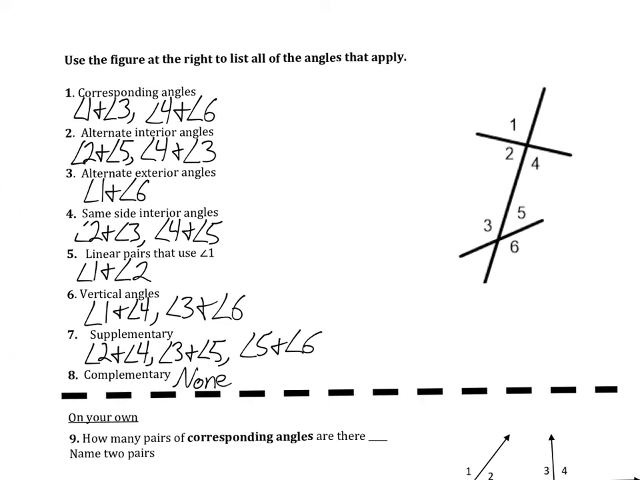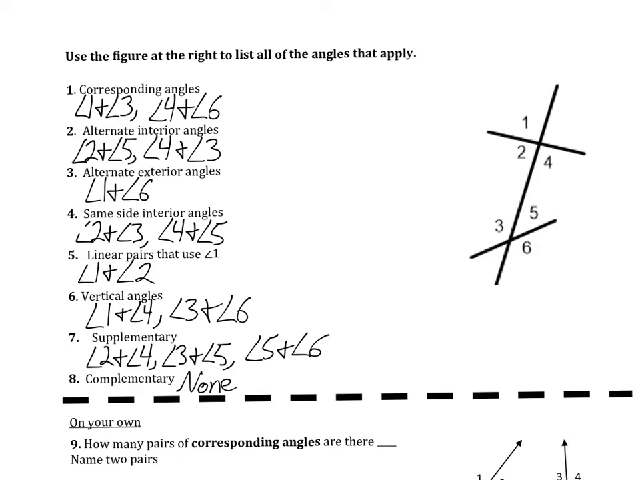So, very first part, corresponding angles. We need to draw dots where our lines are. So I have a dot there, and I'm looking and saying, what do I have that are in the same areas? Well, 1's in the top left. Do I have a top left down here? Yeah, it looks like number 3's in the top left. So I said 1 and 3.